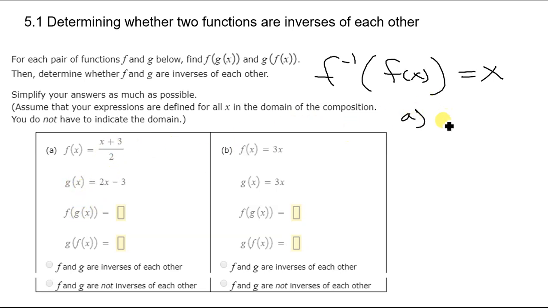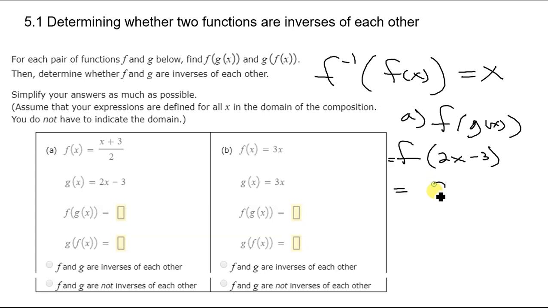Let's do f of g of x. That is, we do f of 2x minus 3, and that is equal to 2x minus 3 plus 3, divided by 2. Now, minus 3 and positive 3 cancel. We get 2x over 2. The 2's cancel, and we indeed get x.